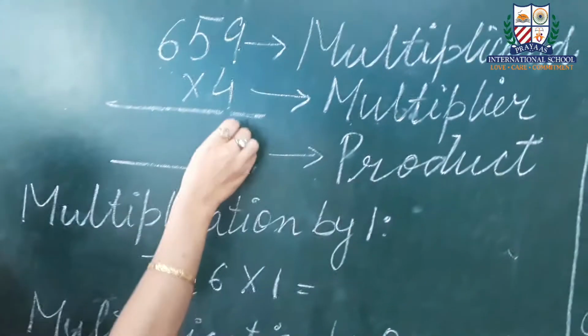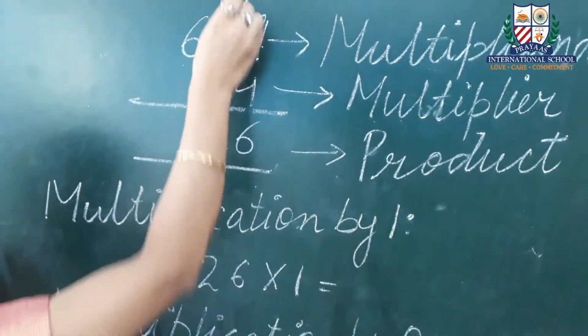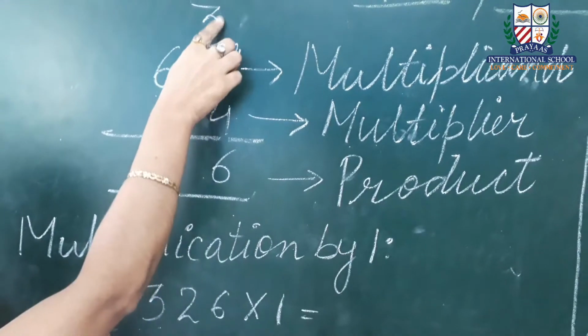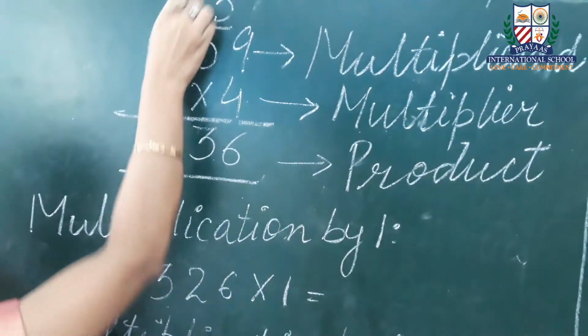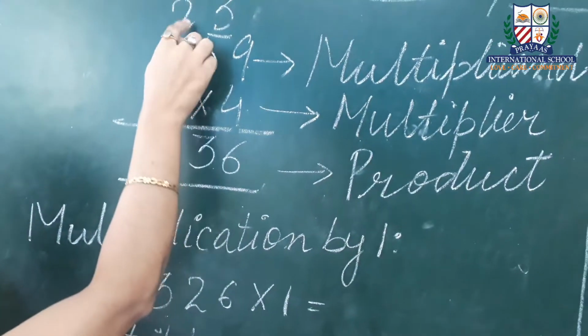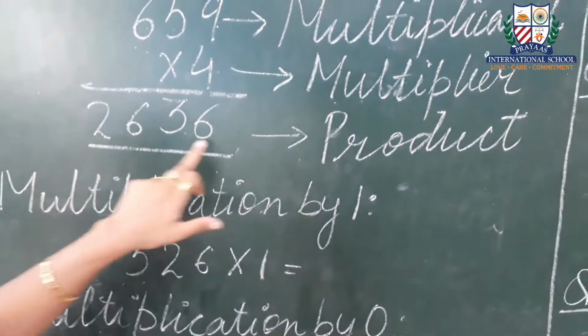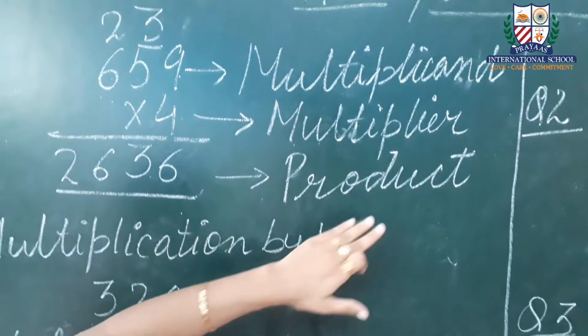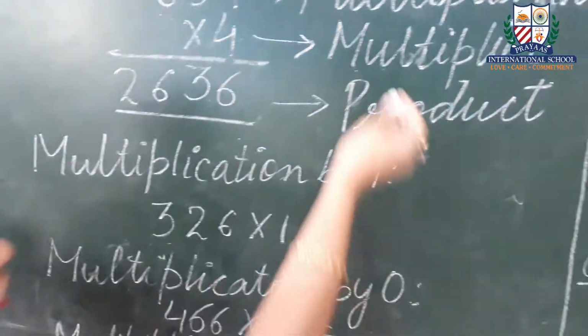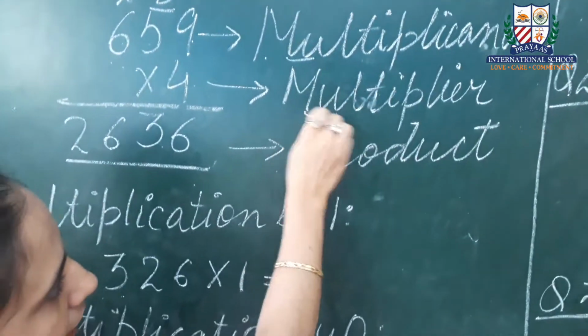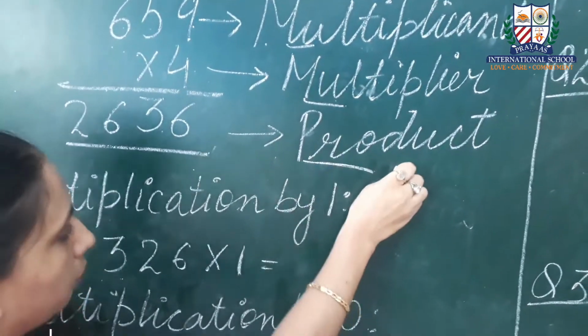So 4 9s are 36, 3 carry, 4 5s are 20, 20 plus 3 is 23, 2 carry, 4 6s are 24, 24 plus 2 is 26. So now this is your answer. This is called the product. Clear? So we will call this the multiplicand, multiplier, and this one is the product.